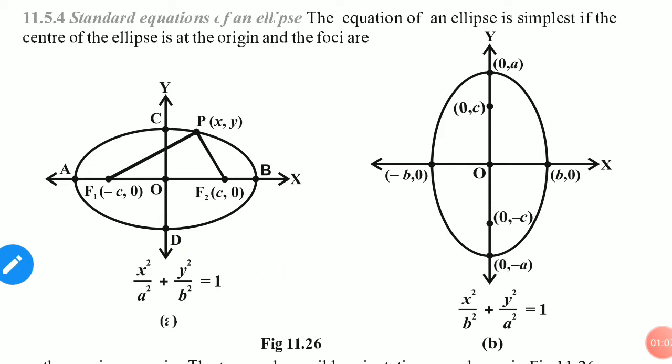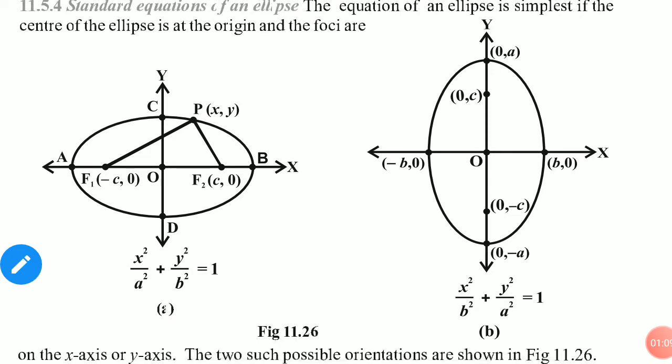Here you can see this diagram. This is the standard diagram. Standard diagram means the center always lies on the origin, the intersection of the x-axis and y-axis. So this is the standard diagram of an ellipse when the center lies at the origin. This is a horizontal ellipse, and if you turn this ellipse it will become a vertical ellipse.